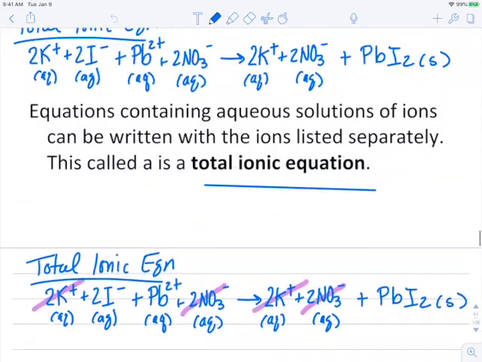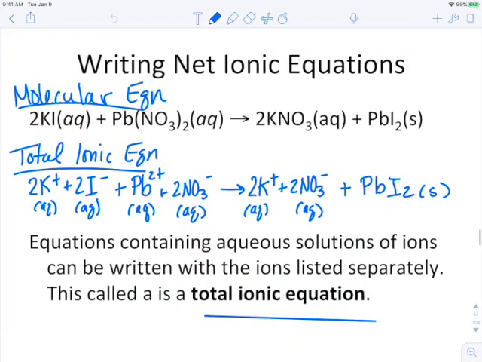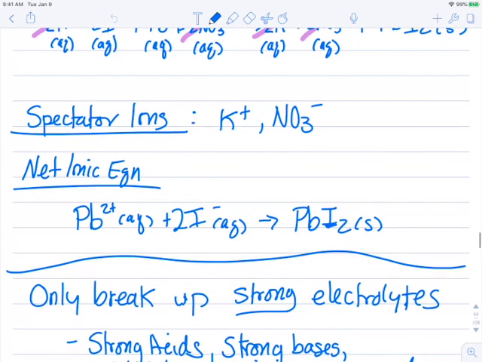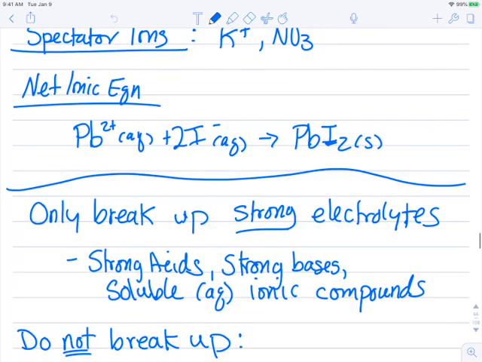So last time we were together, this is what we did. We did our molecular equation, and that one was given. So the molecular equation is the equation you're used to seeing. The total ionic is when we broke up all strong electrolytes, and only strong electrolytes got broken up. So that means strong acids, strong bases, and aqueous ionic compounds. Then we crossed out our spectators, things we see on the left and again on the right. I labeled those spectator ions. And then here was the net ionic, what was left over.